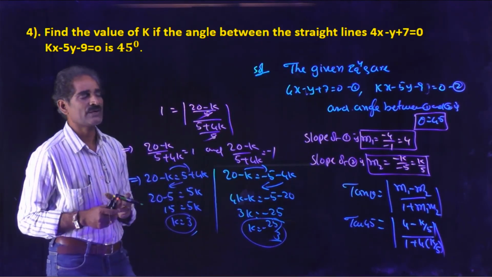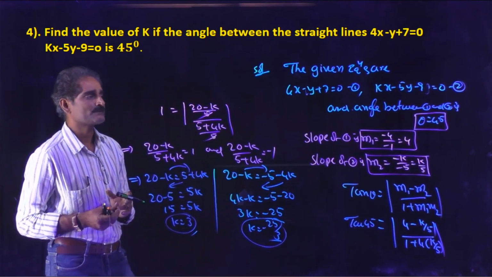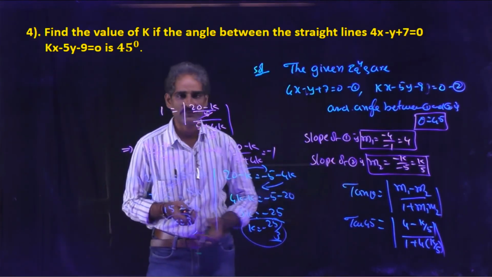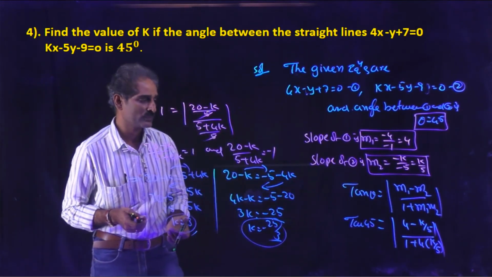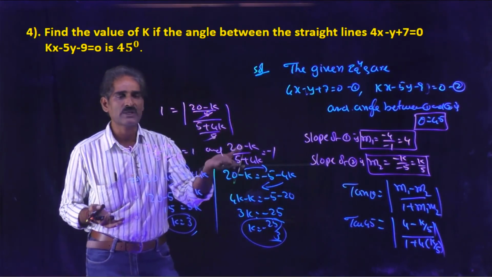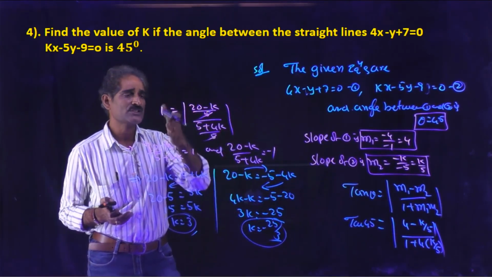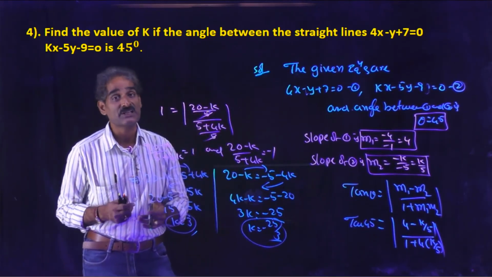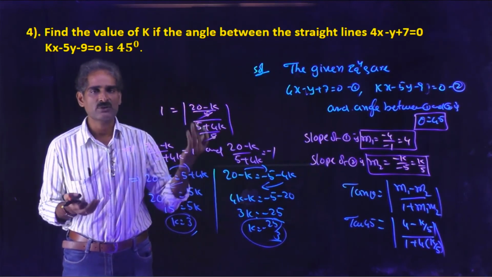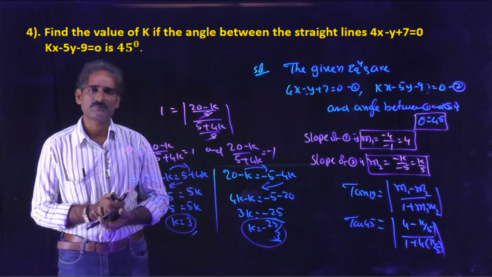This is the way to find the unknown when the angle between the lines is given. Okay, so here the formula is important. Tan theta equal to modulus of m1 minus m2 by 1 plus m1 m2. So mod is there. If you want to remove the mod, we will get two cases, one positive and another negative. Another method is just squaring on both sides, you will get a second degree equation in terms of k. By solving, you can also find the k values. That is one method, and this is another method.